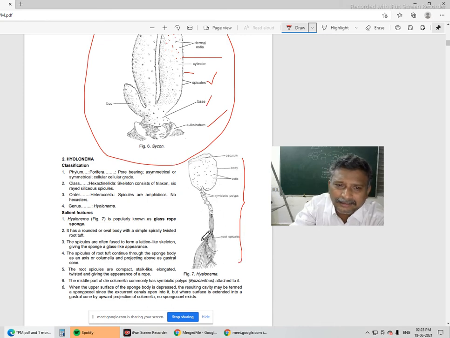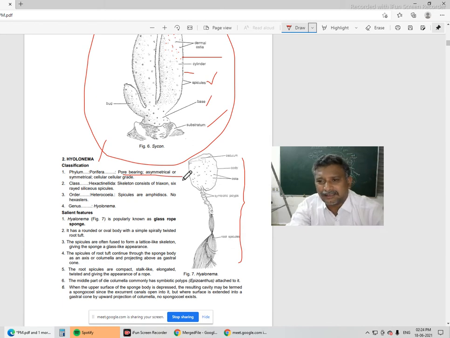Looks like a glass rope sponge. Rope sponge. So Hyalonema. Porifera means pore bearing and asymmetrical, etc. A cellular level grade of organization is seen in this, hence that organism may belong to Porifera.